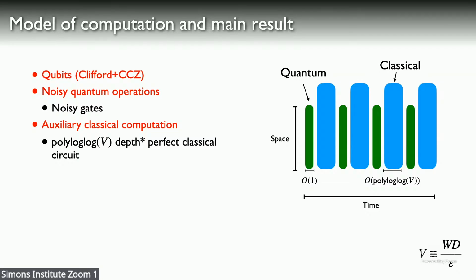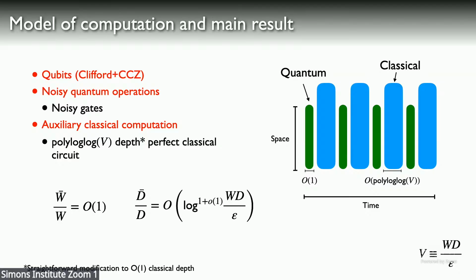And I'm going to assume it's perfect. And then we have the stated result. And then we can modify this to get, there exists a straightforward modification to reduce this all the way down to the constant. And you'll hear a little bit about that in the next talk with Quinn.